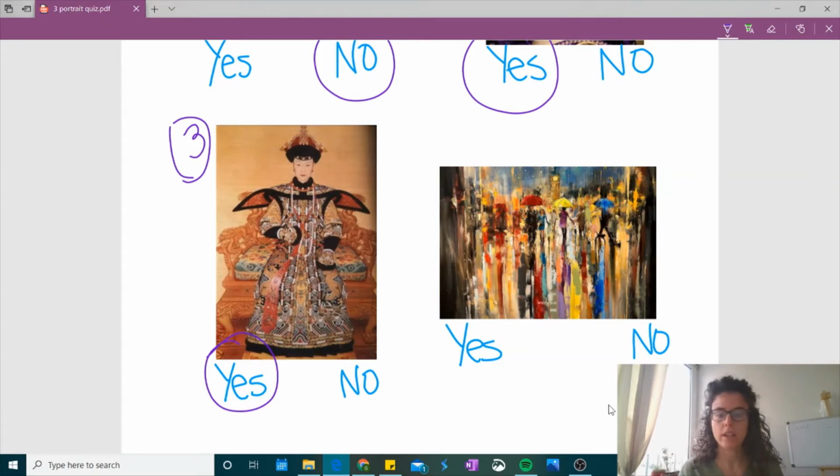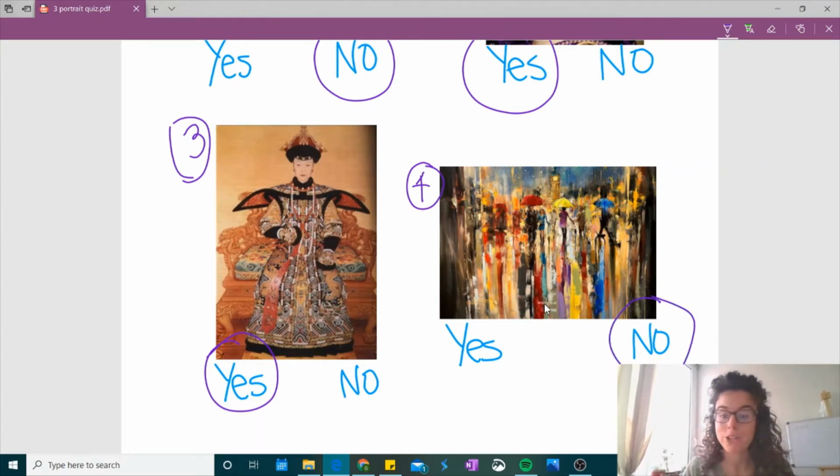Okay, now let's look at this next one. We'll call it number 4. Let me fix my 4. One second. Okay, number 4. What did you think? Is this one a painting? I mean, is it a portrait or not a portrait? This one is a painting, but it is not a portrait.